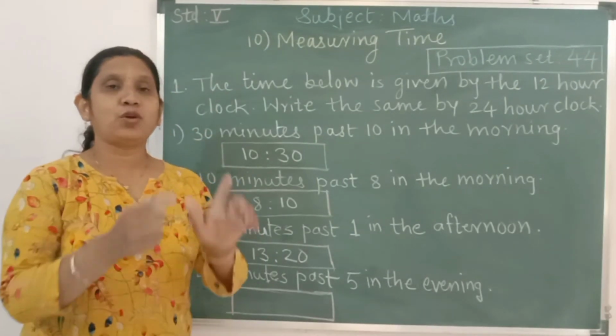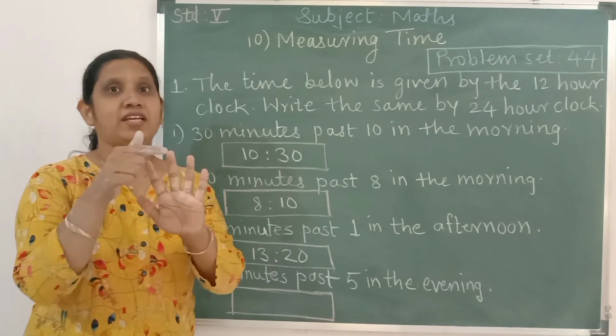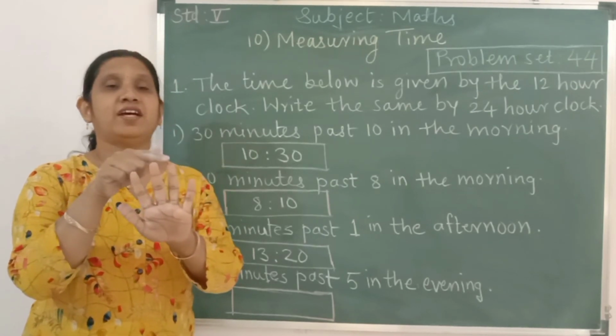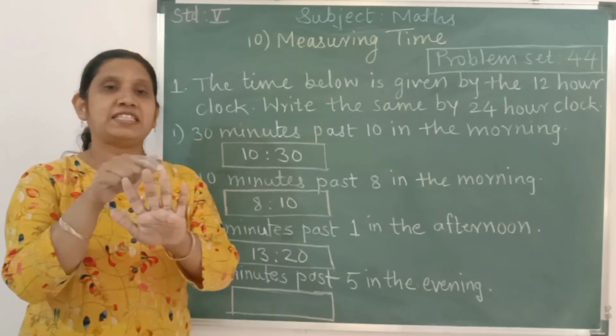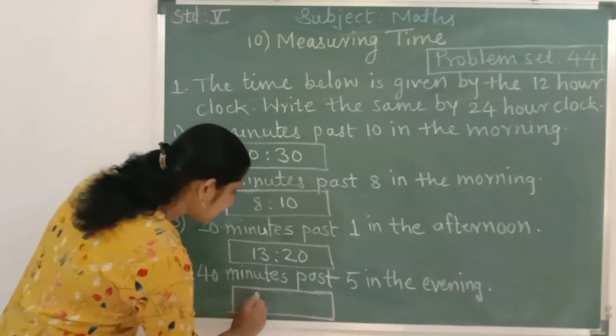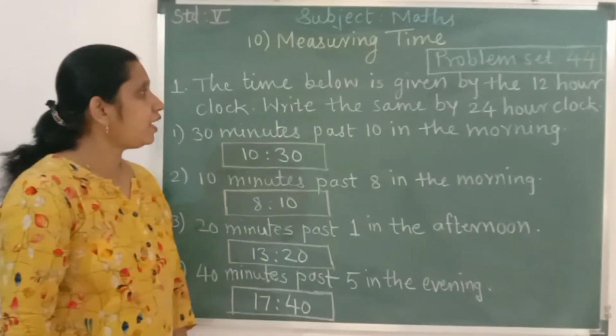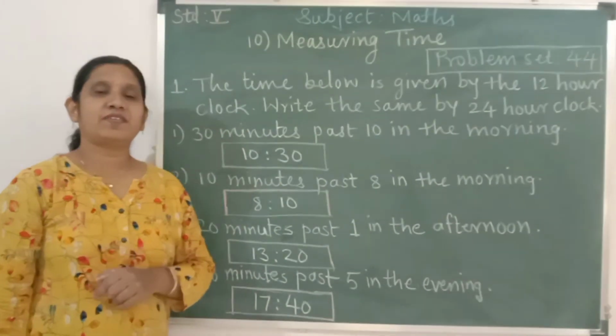Now next one is 40 minutes past 5 in the evening. As I already told you, 1 is 13, 2 is 14, 3 is 15, 4 is 16 and 5 is 17. So what will be the timing? 17:40. Okay. So this is how we have done question number 1.